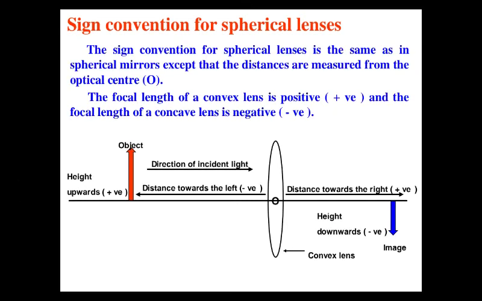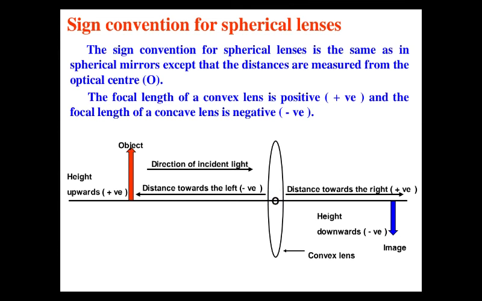Next is sign conventions for spherical lenses. The sign conventions for spherical lenses are the same as in spherical mirrors, which we discussed earlier, except that the distances are measured from the optical center. In spherical mirrors, we were measuring the distance from the pole. The pole was the center point of the mirror, and the optical center is also the center point of the lens.